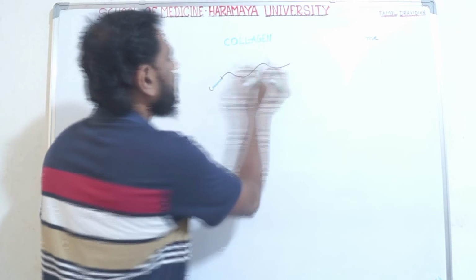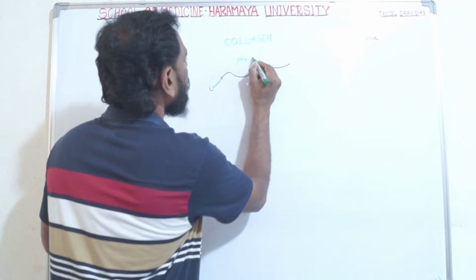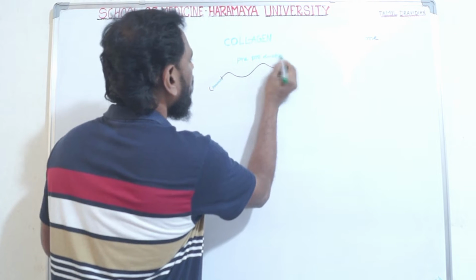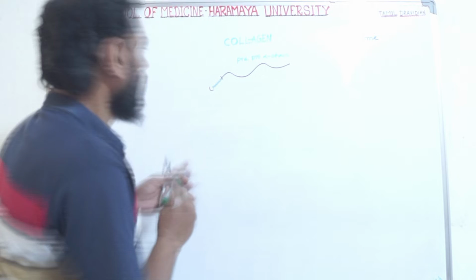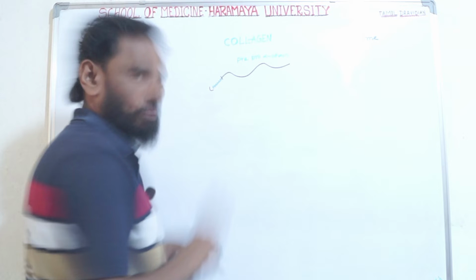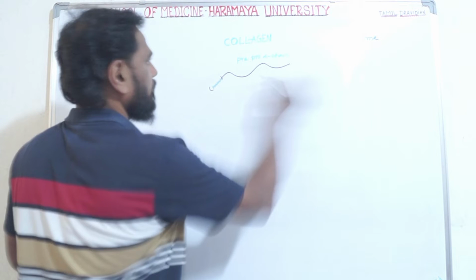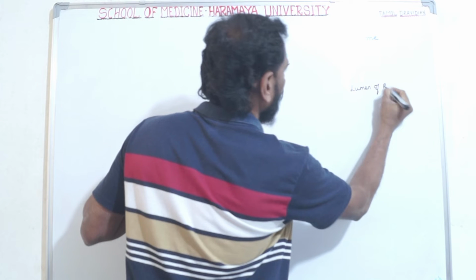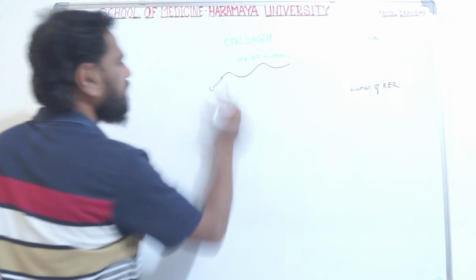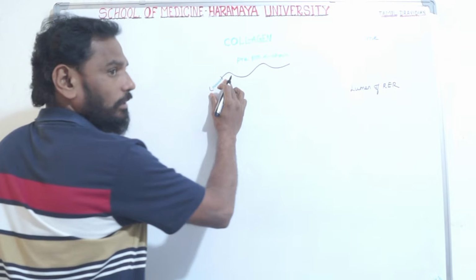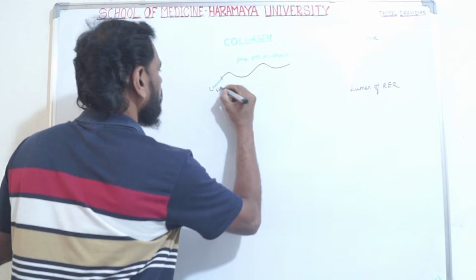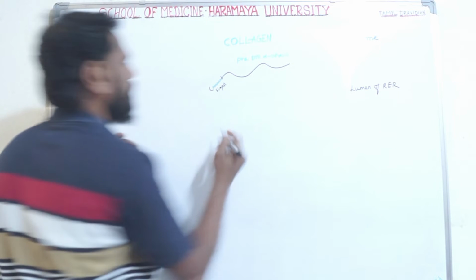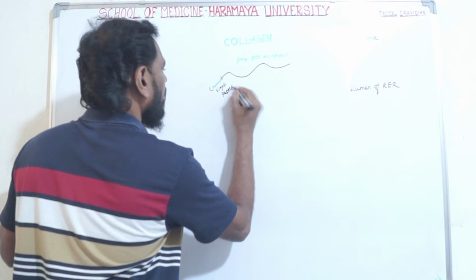Now what will happen? This is called the pro alpha chain. It is coming from the ribosome. The signal is for the movement purpose. Then it reaches the lumen of the rough endoplasmic reticulum. After reaching the lumen, the signal peptide is cleaved by the enzyme called peptidase. Then the signal peptide is digested in the lumen of the rough endoplasmic reticulum.